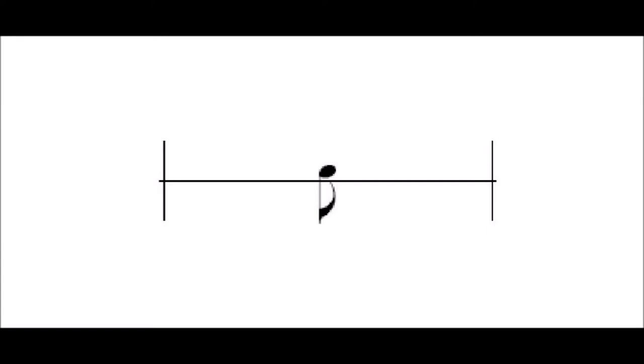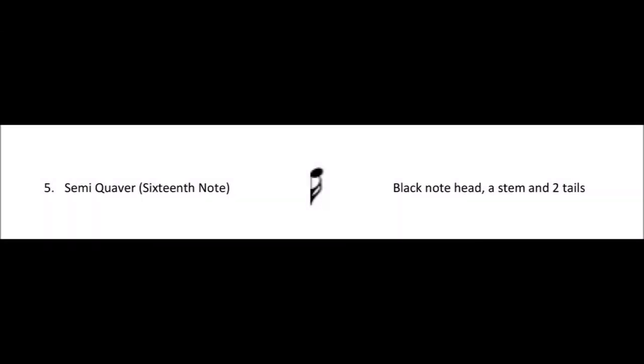And moving on, we've got the quaver, or the eighth note. This consists of a black note head, a stem, and one tail. Tail coming off the stem at the bottom. And this is what it looks like when written on its own on the pipe band stave. Lonely little quaver.